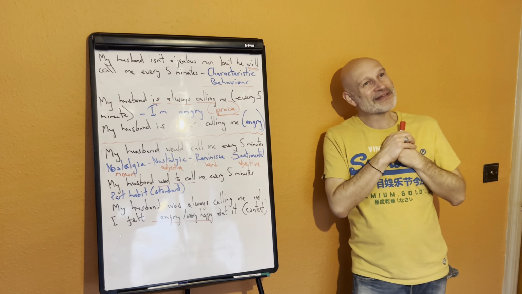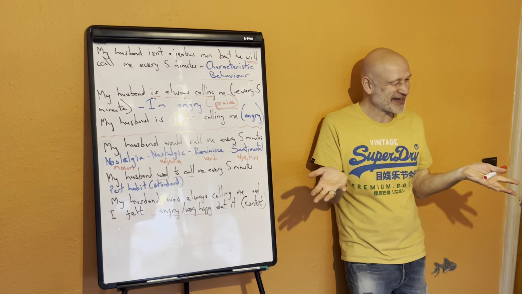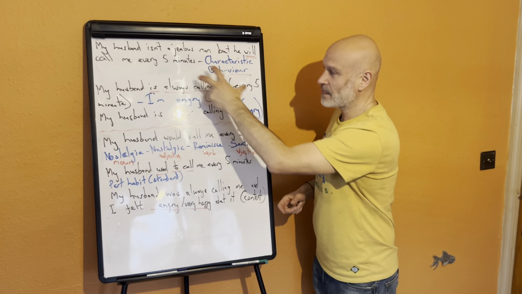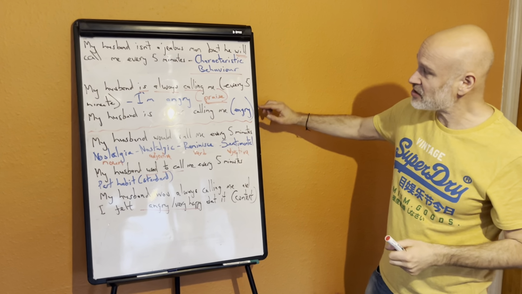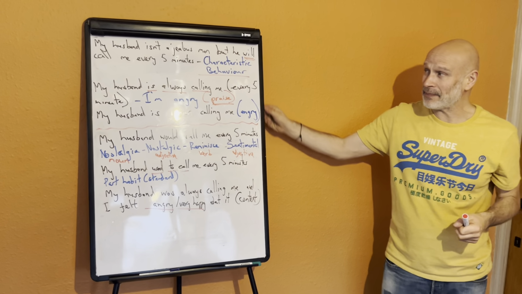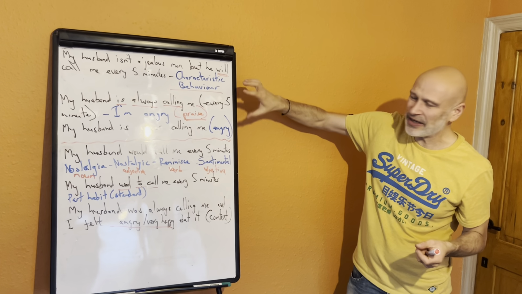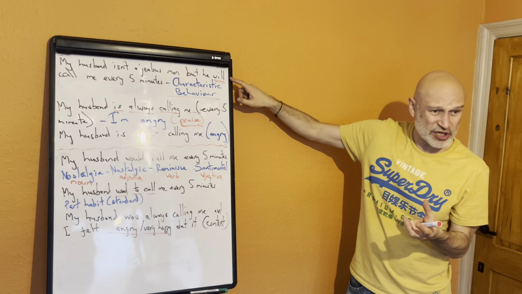My husband is always calling me every 5 minutes just to say that he loves me. Isn't that sweet? So we can use it for praise as well, though in general, it tends to be an angry feeling that we're conveying. So these are the two aspects of present habit that are very interesting because we're using the language in a very different way. We're not using will in the future. We're using will to discuss present characteristic behaviour.